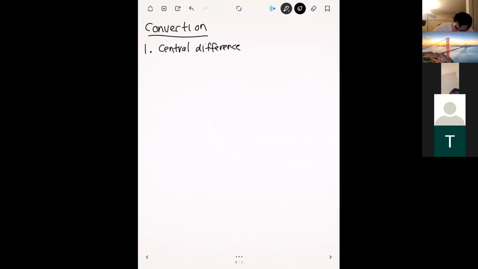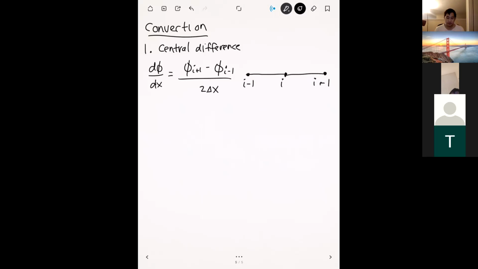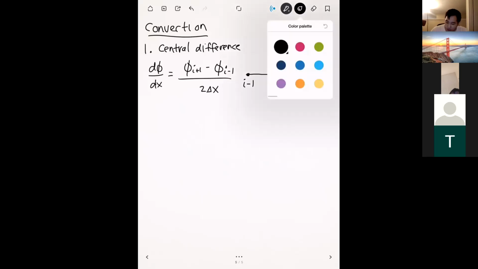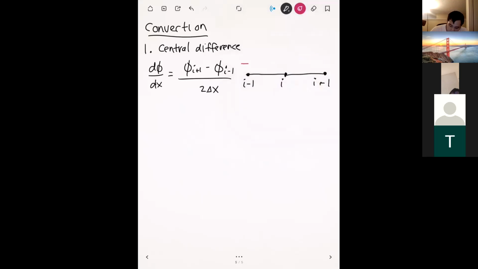Our central difference scheme looks like this: d phi dx is equal to phi i plus 1 minus phi i minus 1, all divided by 2 delta x. Let me draw the number line again, or our little seesaw. If we draw the weights here, you can see we have -1 here and +1 over here.